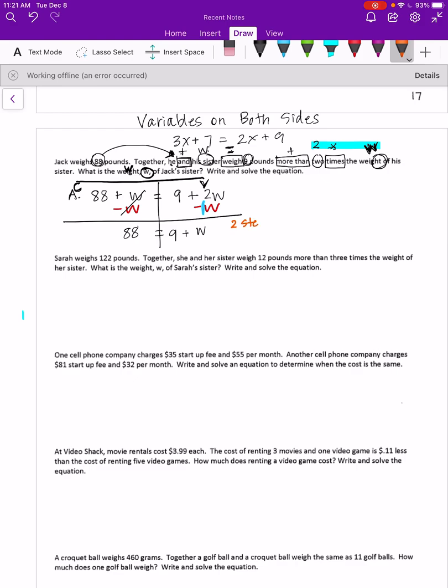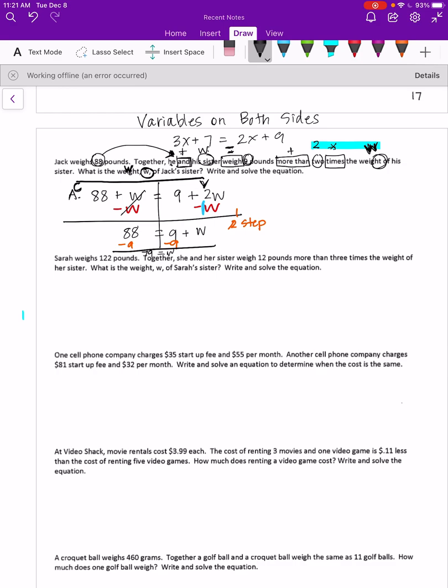2-step. So way back to the beginning, we go again, 2 steps. So get rid of the buddies. Well, actually, technically, I think this is a 1-step because W doesn't have a buddy next to it. So I'm going to subtract 9, and I'm going to subtract 9. And 88 minus 9, of course, you can use your calculator, but hopefully you can do that one in your head, which is 79, equals W.